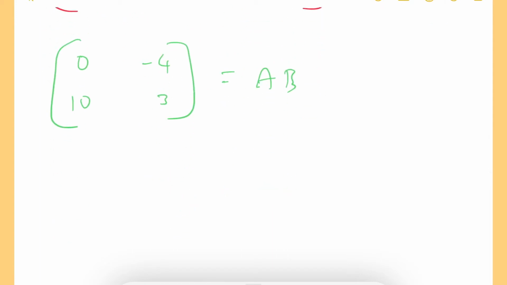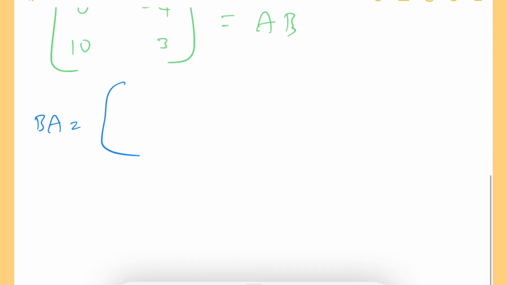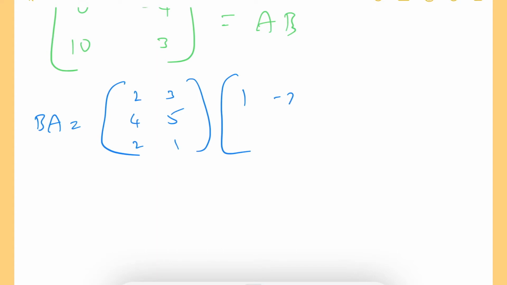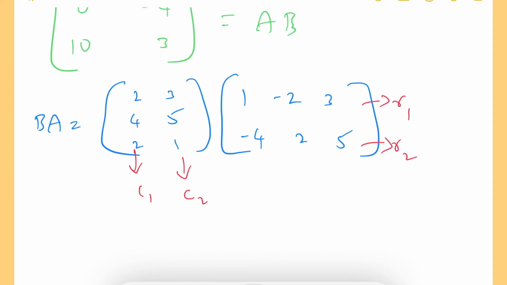Next, let us find the value of BA. Here BA equals matrix B, which is 2, 3, 4, 5, 2, 1, into matrix A, 1, minus 2, 3, minus 4, 2, 5. Here column 1, column 2, row 1, row 2. The number of columns in the first matrix is equal to the number of rows in the second matrix. So BA is also possible. Okay, then let's do the multiplication now.